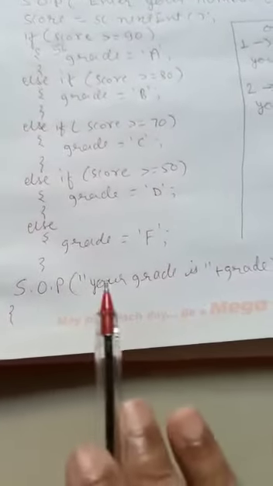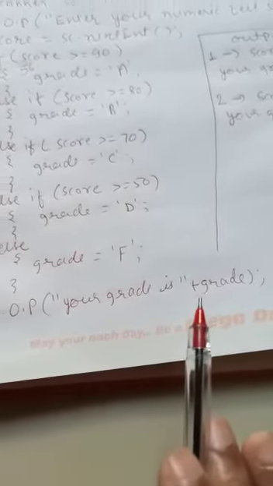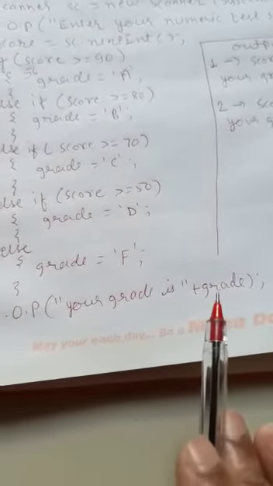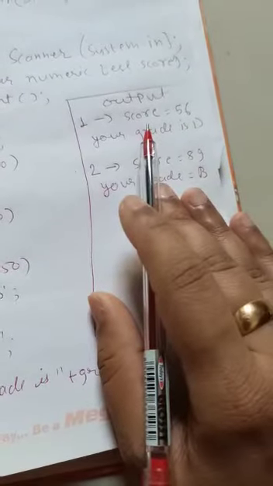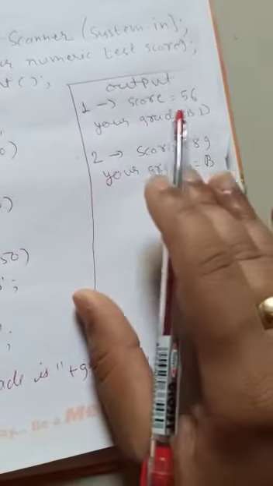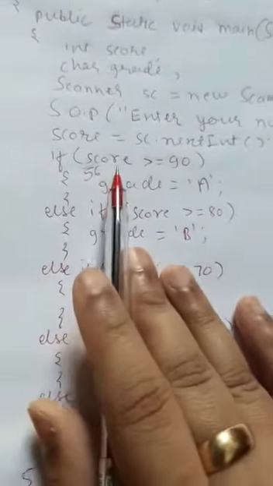Then SOP, your grade is, and whatever value is stored in grade will be displayed over here. So here I'm going to explain through two values. Let me show you. In the first case, let's take the value 56 as a score, meaning suppose the user has entered 56 as a score. So let's check. Here I'm writing 56 in place of score.